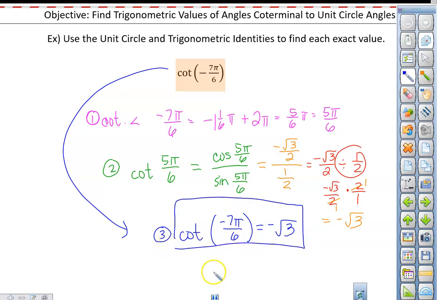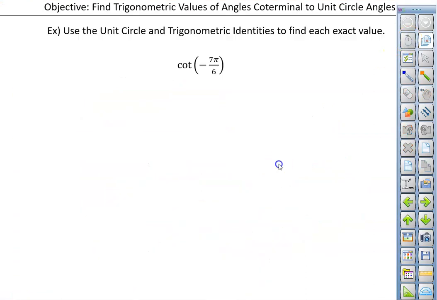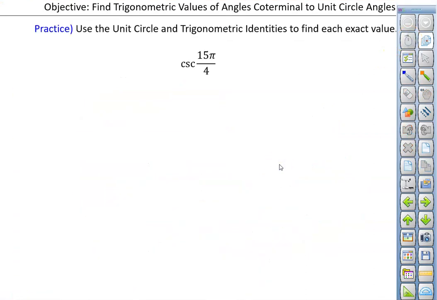There we go. All right, there is a practice problem coming up next, so get ready to pause your video. Here is your practice problem.